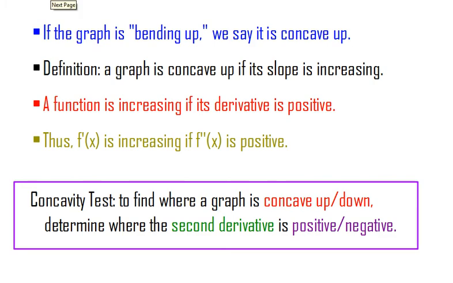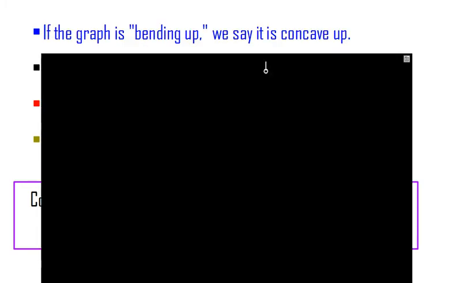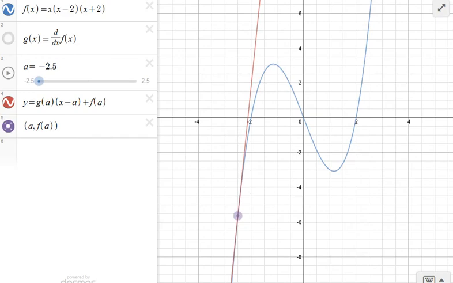Okay, first thing, let's get an intuitive feel for what it means to be concave up or concave down. The key idea here is bending. When we say the graph is bending up, the technical word for that is concave up, but what does all of this mean? Well, let's look at an example to help with this.